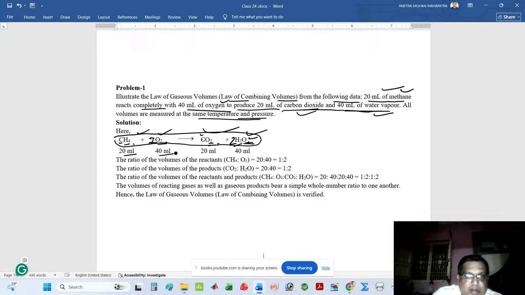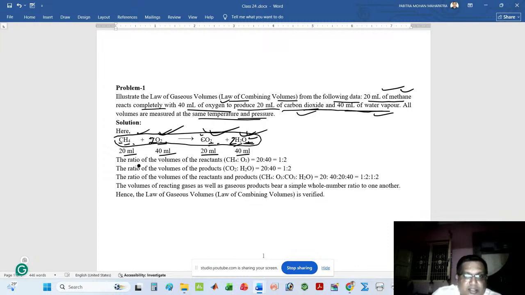Next, I can write 40 ml of oxygen. Here, I can write 20 ml of carbon dioxide, 40 ml of water. These data are given in the question. Now, apply the law of gaseous volume. Our target is to verify whether these data obey the law of gaseous volume or not.